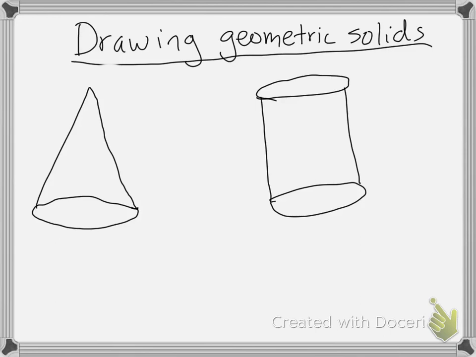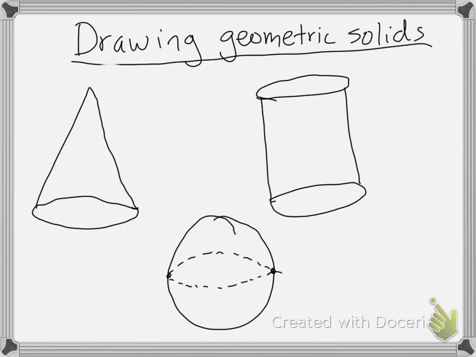To draw a sphere, you're going to start with drawing a circle. Then you're going to draw a dotted line from 2 different sides, and you're going to curve it. So you're going to draw the first dotted line going up like that, and the bottom dotted line going like that. And it kind of gives it a 3-dimensional shape.